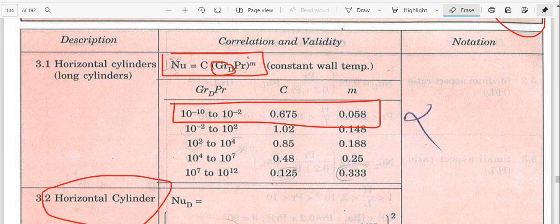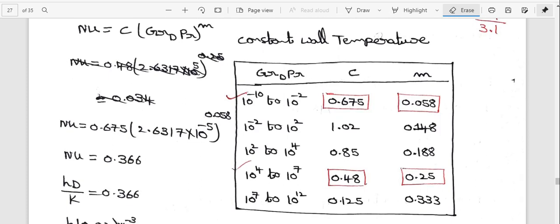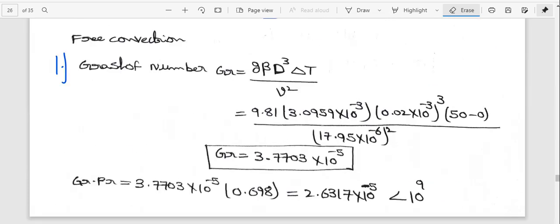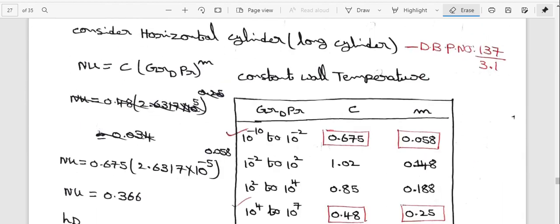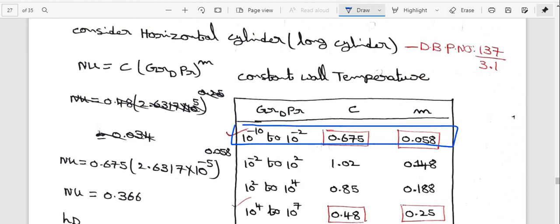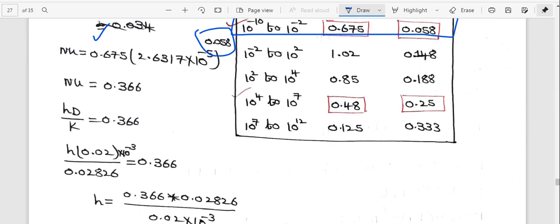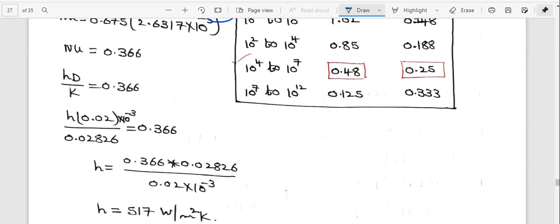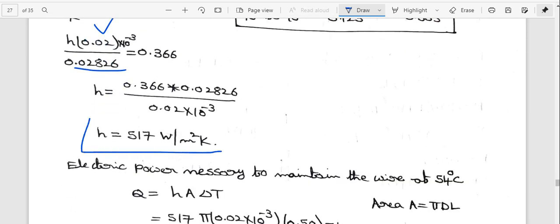We need to substitute the value, which lies between 10 power minus 10 and 10 power minus 2. So the C value is 0.67 and the m value is 0.058. We need to calculate the Nu value. After calculating Nu, we substitute in h D by k. D is a known term and k is a known term. So the convective heat transfer coefficient is 517 watt per meter square Kelvin.